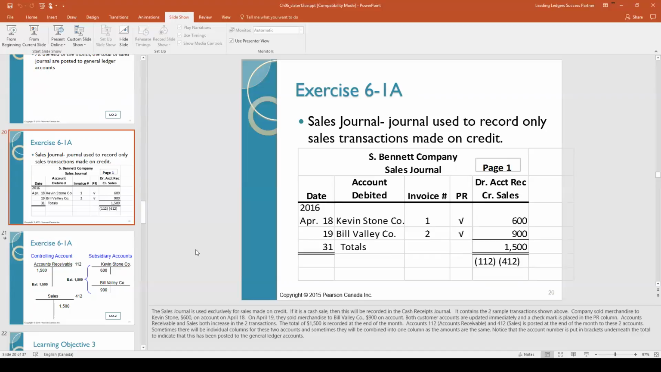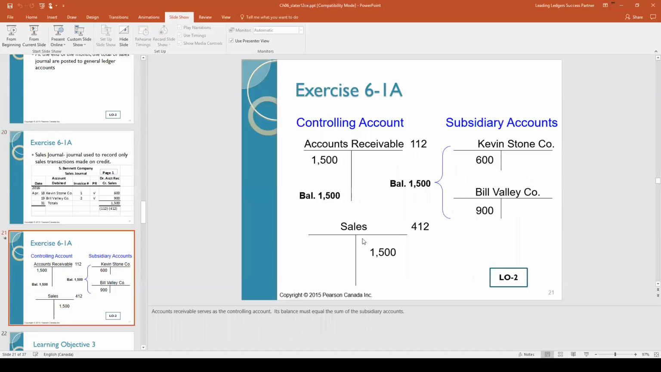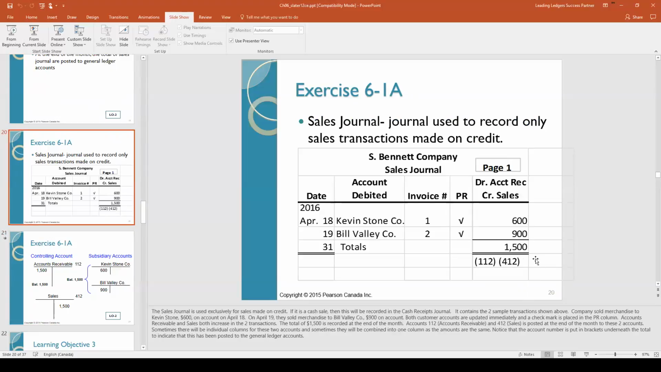I don't put this down yet. First of all, I go to my general ledger account. I record the $1,500. Under the posting reference, I say it's from SJ1, Sales Journal, page 1. Then I come back and record account 412 in brackets. That means it's been posted.